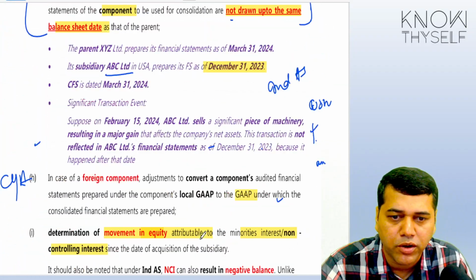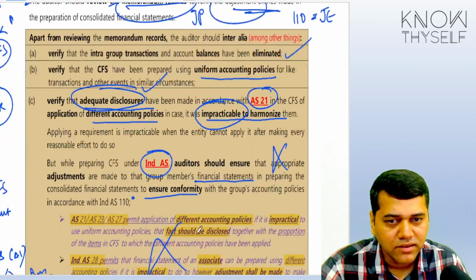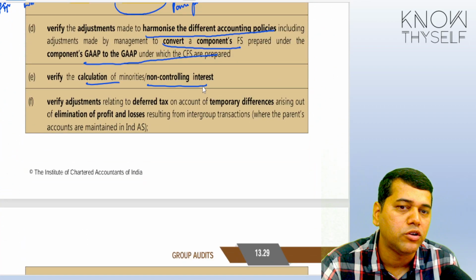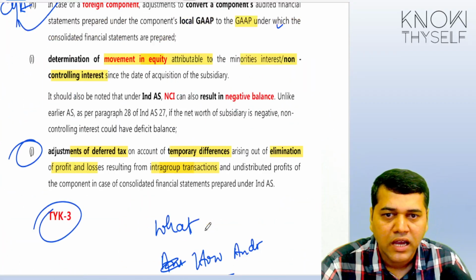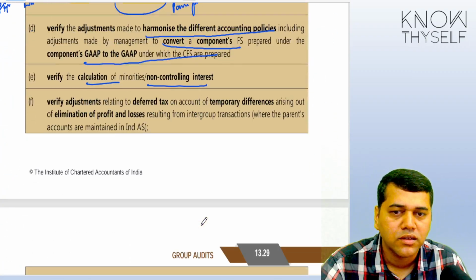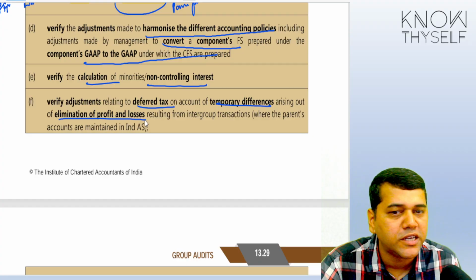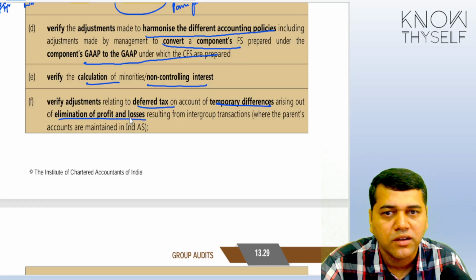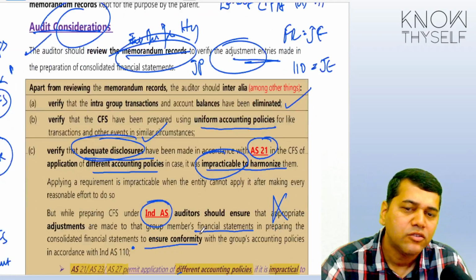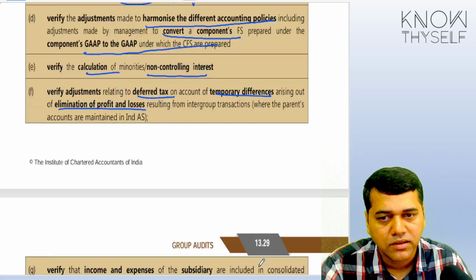Again, this is the same point. Very easy. Then verify the calculation of the minority and non-controlling interest. What have you done? Have you not done this? Movement in the equity, verify its calculation. Verify the adjustment related to the deferred tax for the temporary difference and elimination of the profit. What is this point? Same thing, that they have to eliminate and you have to verify. So add the word verify everywhere. So with this, you are done.